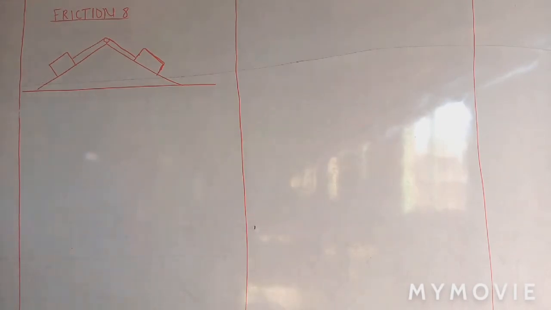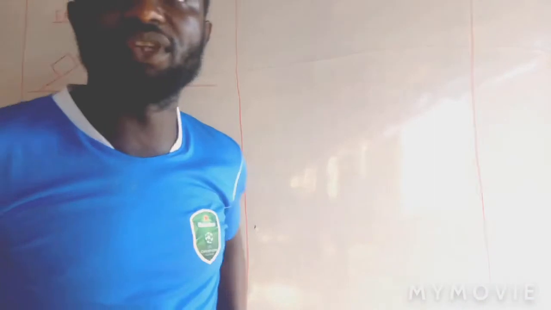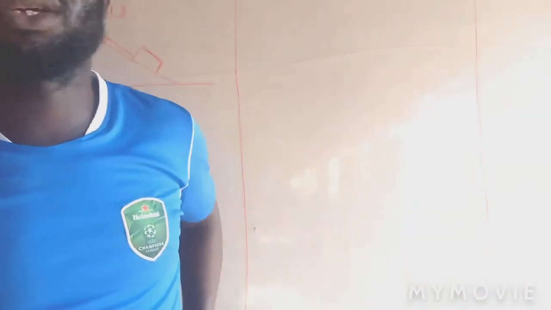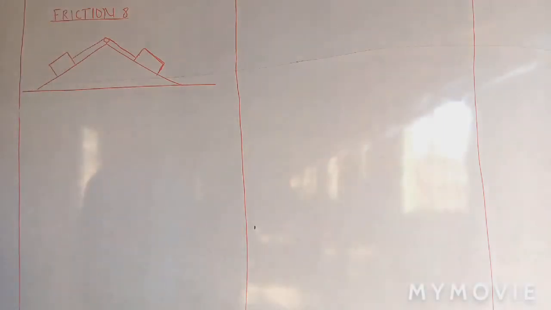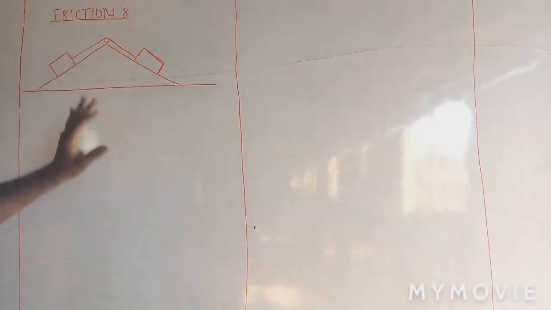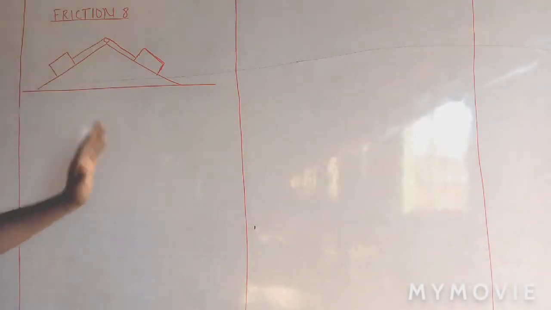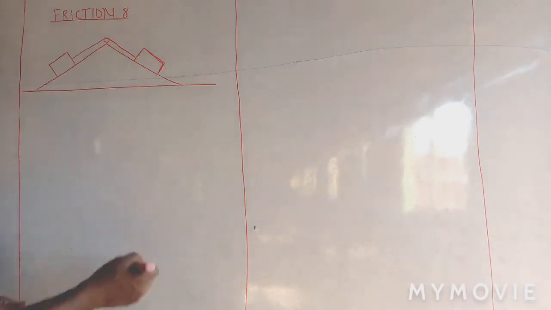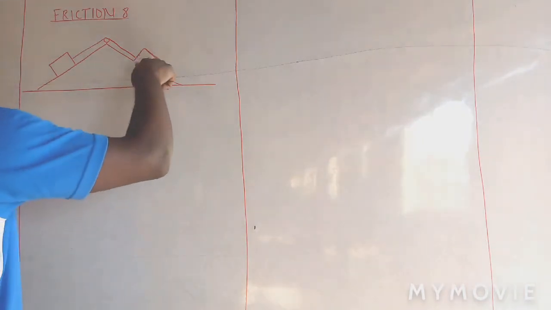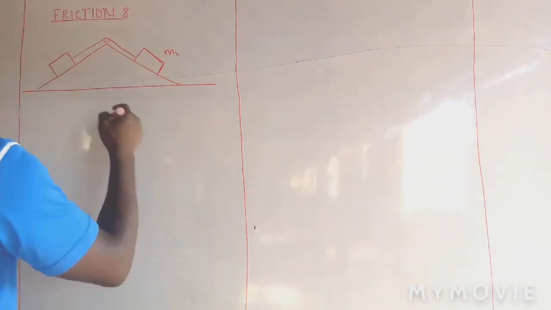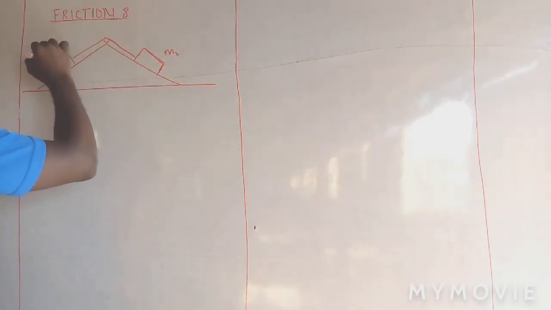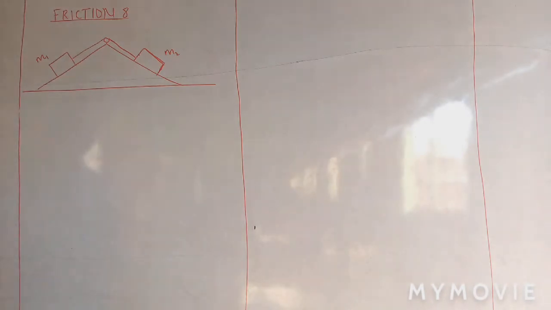Now, this is my video on friction 8. We are still going to talk about friction here, but we have two inclined planes this time around. In these two inclined planes, we will assume that this has a mass of m2, while this has a mass of m1.